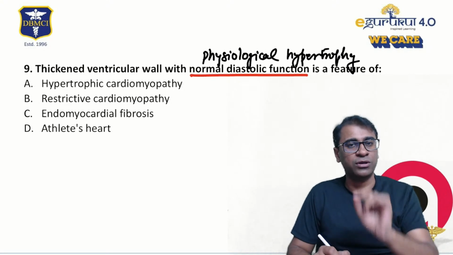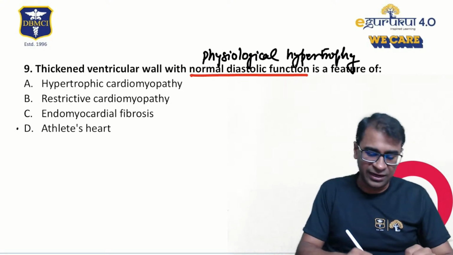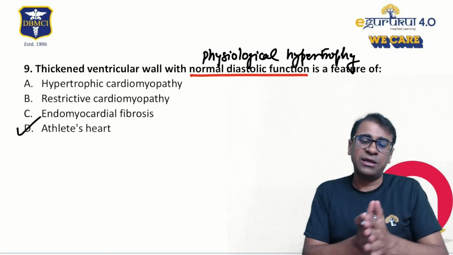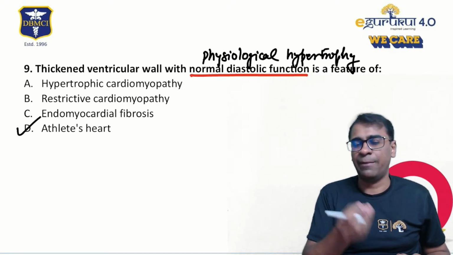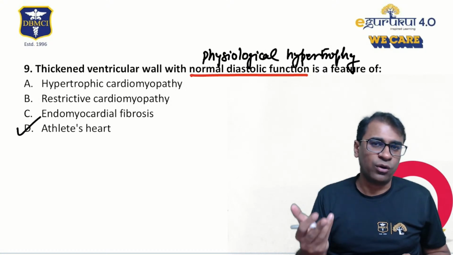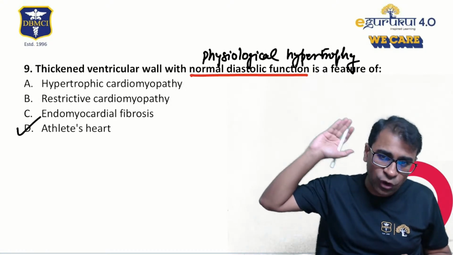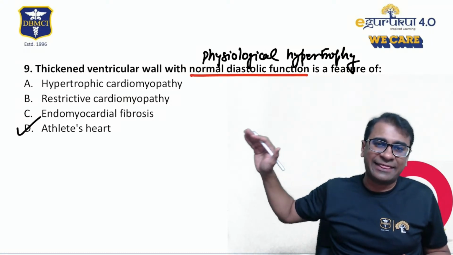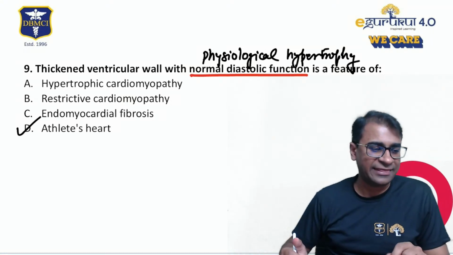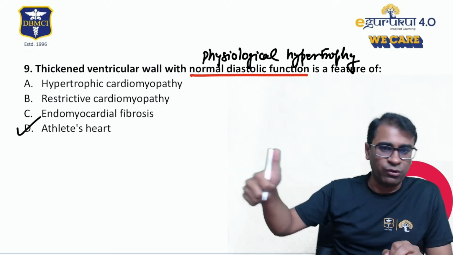And I hope you all remember the first page of my general pathology notes. I talk about the physiological hypertrophy is seen in athletic bradycardia, whereas the pathological type is seen in the hypertrophic cardiomyopathy, which can be seen in hypertension, it can be seen in other causes. But physiological hypertrophy will always maintain the normal diastolic function. It is seen obviously in the athletic heart. Okay, very good, perfectly answered.